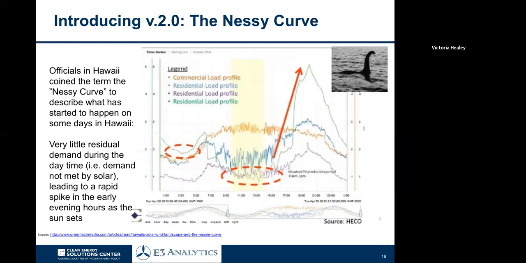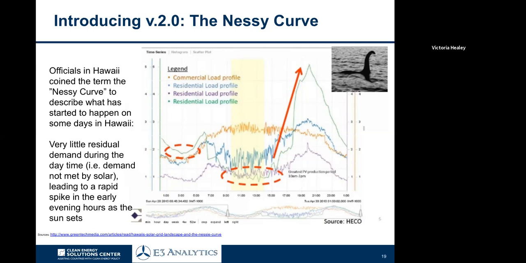As this also started to happen in Hawaii, clever people at HECO, the main utility servicing electricity demand in much of Hawaii, came up with a new term called the Nessy Curve. If they look at their profile, which you can see here sketched out, particularly the residential green profile, you can see that the steepness is even steeper than the duck's neck, hence justifying the introduction of a new species in this ecosystem, the Nessy Curve.